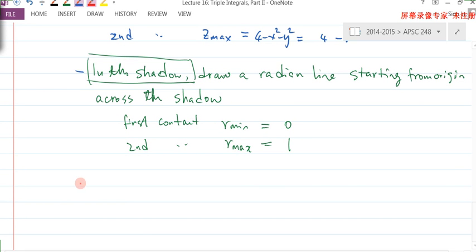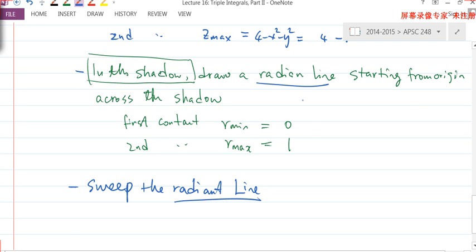So the last step: sweep this reading line across the shadow. Sweep the region across the shadow, and find the boundary sandwiching this shadow area, for theta min and theta max.